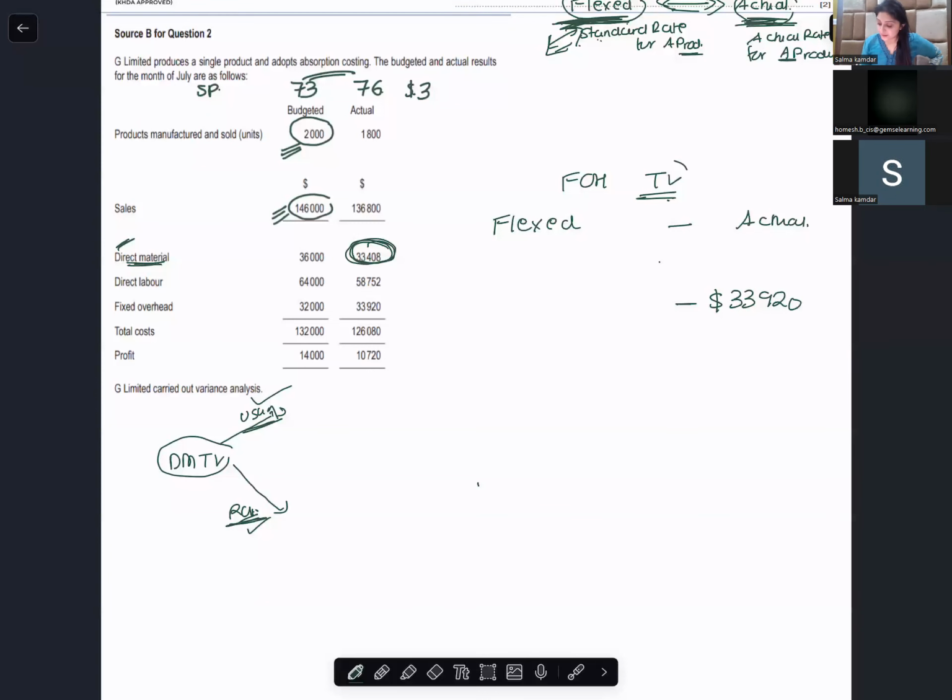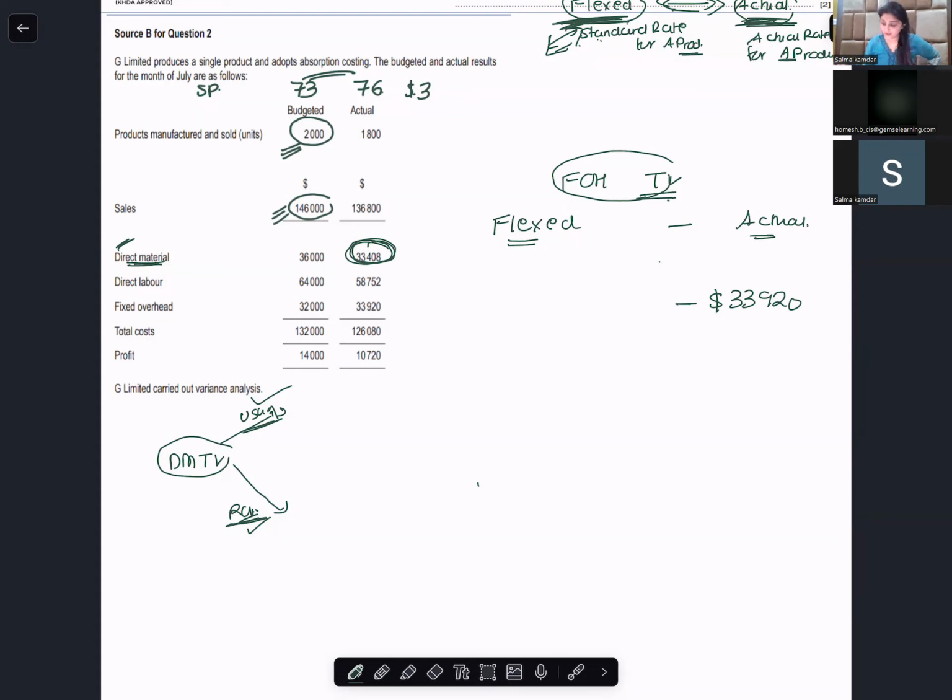So we have to find out the fixed overhead total variance. That means we will do fixed overhead as per flex minus fixed overhead as per actual. What is your fixed overhead as per actual? It is 33,920. Now as per the flex.